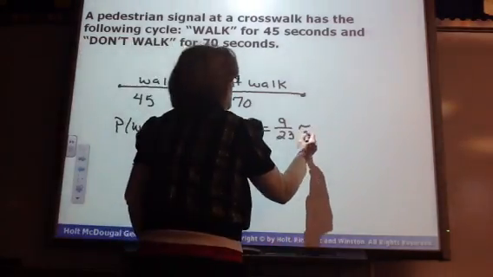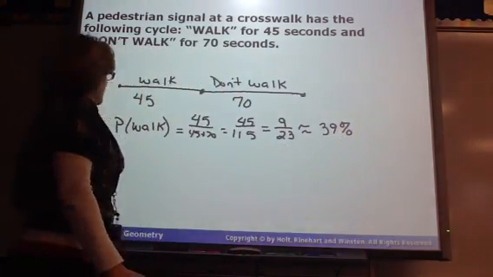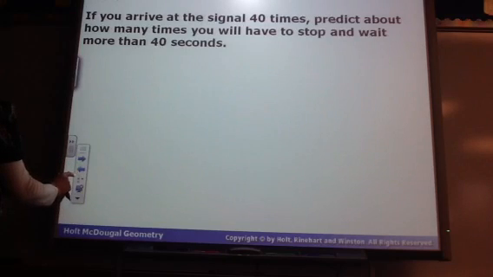And we're going to go ahead and change that to your percent. So that is approximately 39%. You will hit the walk on it.